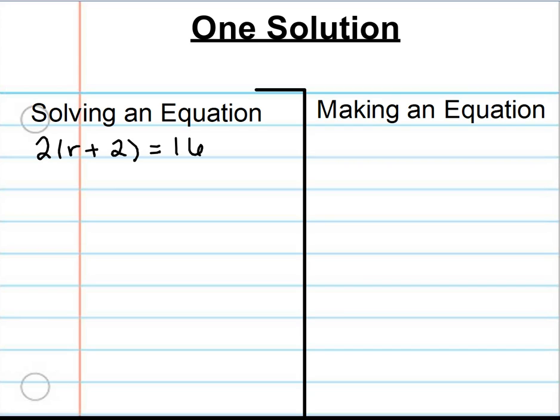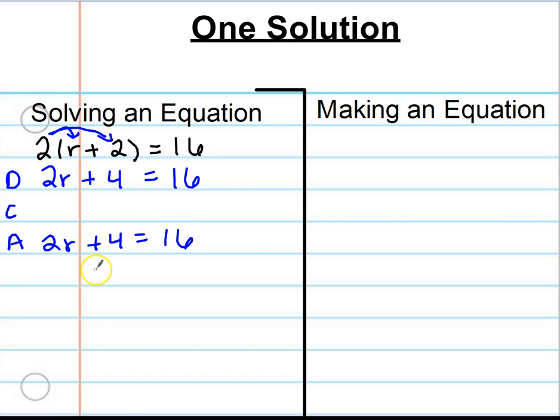All right, let's practice solving a one solution. So first we're going to distribute. So 2 times r, which is 2r, plus 2 times 2, which is 4, equals 16. Then you will combine like terms. We don't have any combine like terms. Now we're going to get rid of addition and subtraction. So we are going to subtract 4 from both sides. 4 minus 4 is 0, so goodbye. And 16 minus 4 is 12.